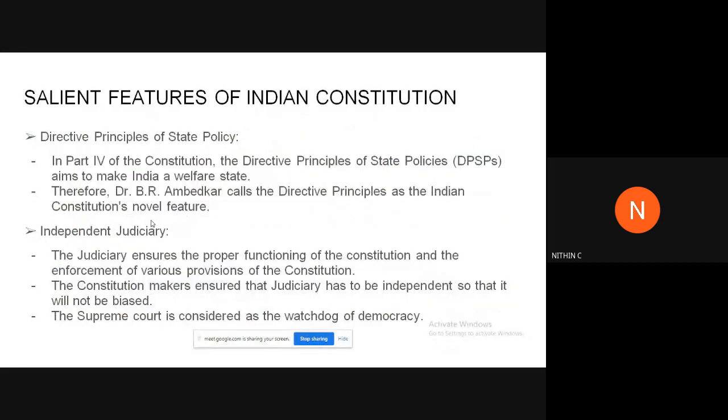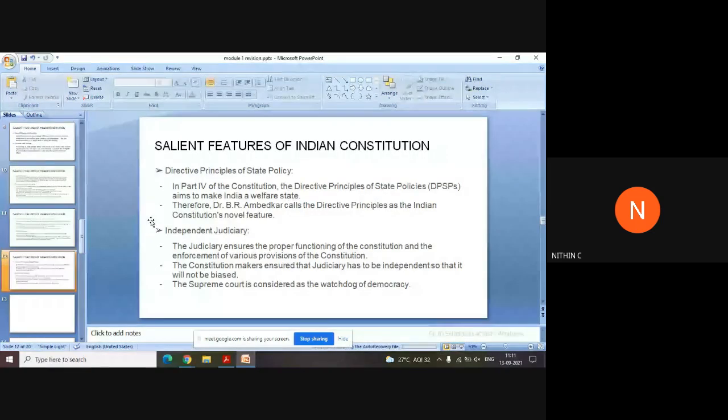Then fundamental rights, DPSP, that is Directive Principles of State Policy, and finally independent judiciary. Independent judiciary in the sense that we have a Supreme Court which is considered the watchdog of democracy. So these are the salient features of the Indian Constitution. So far we have revised two basic topics: the historical background and the salient features of the Indian Constitution. And now the third part, which includes citizenship, we will discuss next.